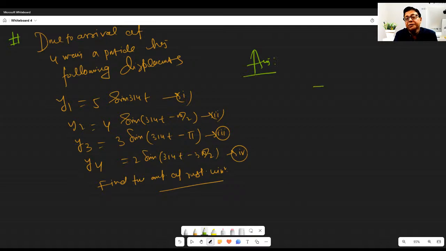Y1 is 5 unit. First one always take horizontal. 1, 2, 3, 4, 5. Next one minus pi by 2. So you should take clockwise sense. 1, 2, 3, 4. This is RS, T. Next one, how much? 3 unit.